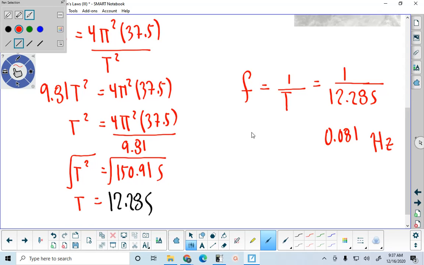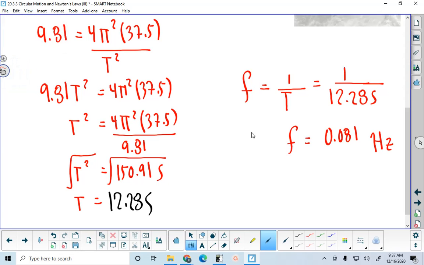Remember that frequency, which is what we have here, is how many times it goes around in a second. Well, since it takes 12.2 seconds to go around once, it doesn't even go around a full revolution per second. Are you getting the same number? Okay.